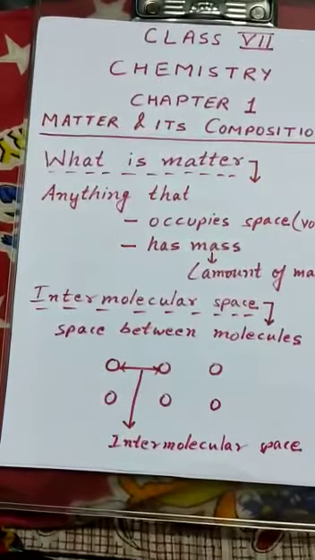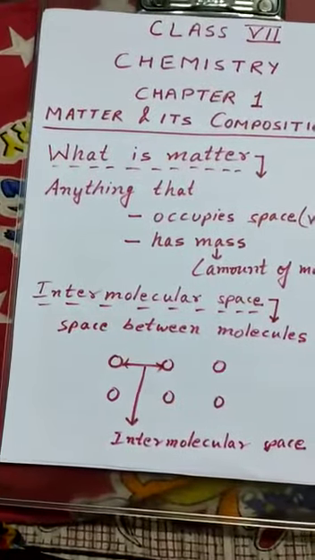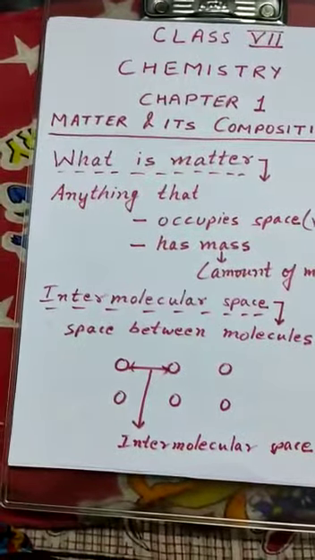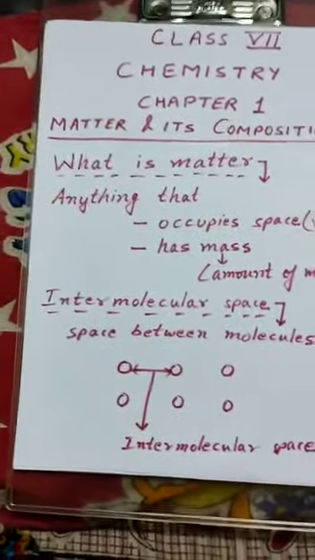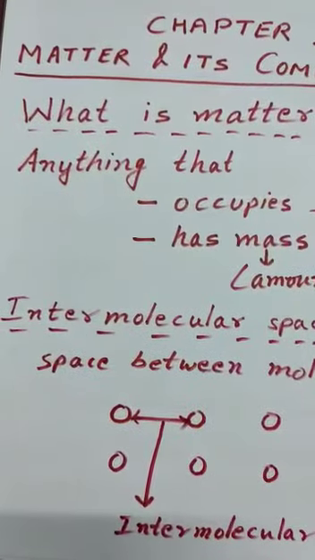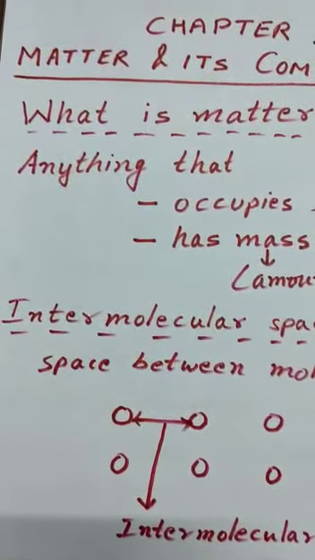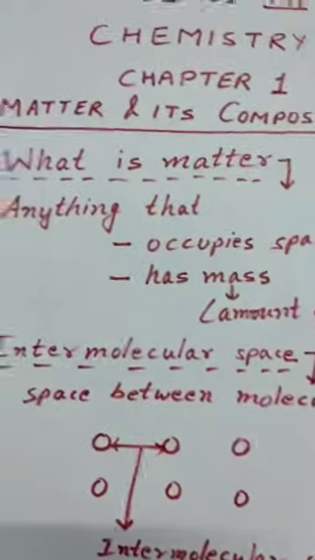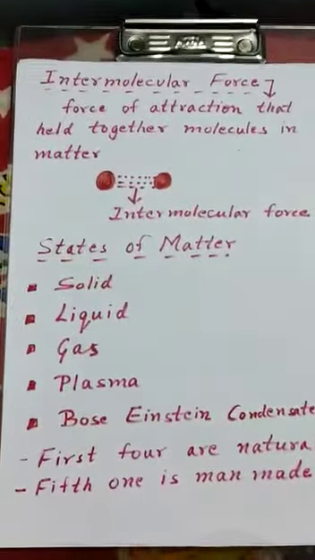Now this matter contains a lot of molecules, and there is some space between the molecules, and these spaces are known as intermolecular space, as shown in the figure. So the space between the molecules in a matter is termed as intermolecular space.